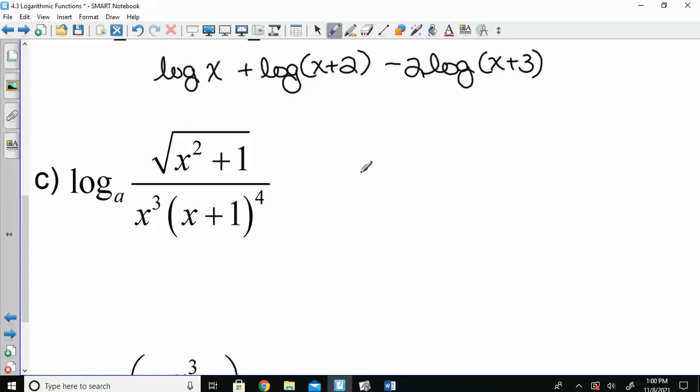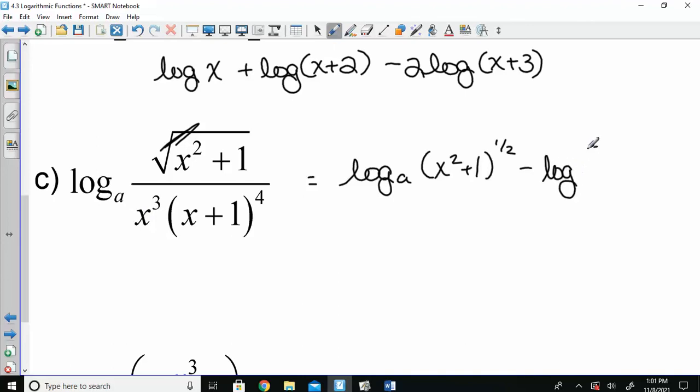C. On the top, this is all under a square root, which is like what kind of power? The 1/2. So this is log base A of x squared plus 1 to the 1/2. Okay, now I have to be careful. On the bottom, you could write it as log of x cubed times x plus 1 to the 4th, but those things are multiplied, so can't we split them apart? Yeah. So my 1/2 comes down.